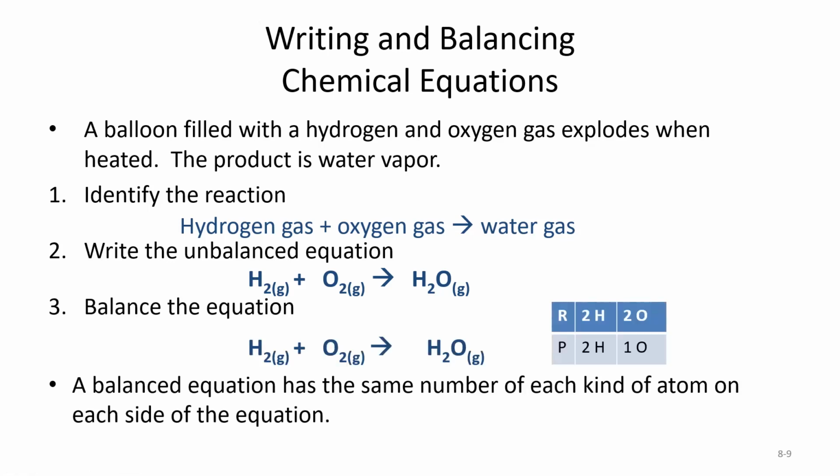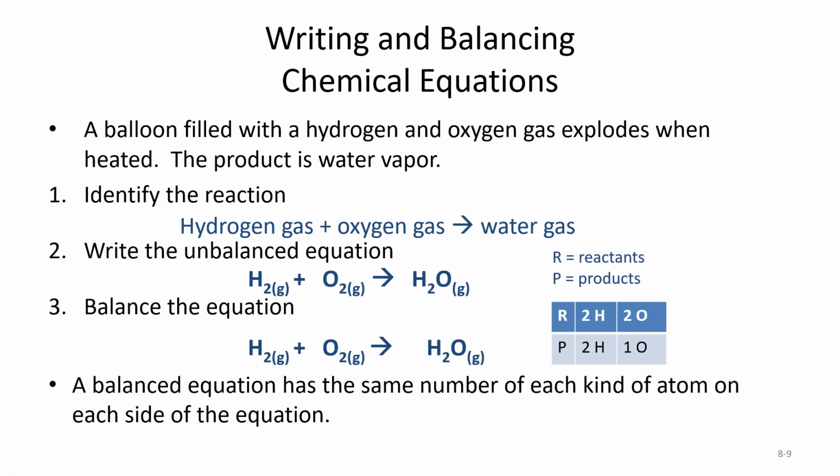Now we have to balance the equation. So we have 2 hydrogen on the left side, and there's 2 hydrogen on the right side. There's 2 oxygen on the left side, but there's only 1 oxygen on the right side. So here you can see for hydrogen, there's 2 and 2, but for oxygen, there's 2 and 1. So now we need to balance this.